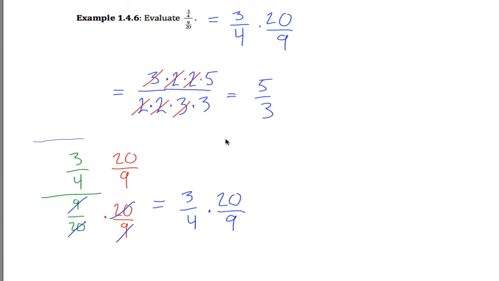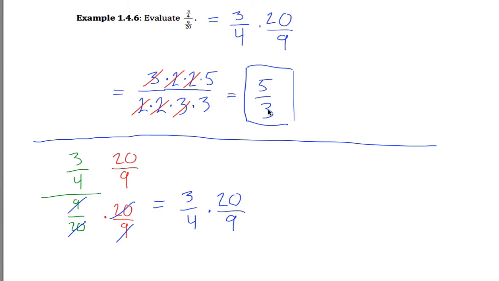Everything below this line is illustrating why this trick works. Going forward, I'm just going to go ahead and remember that dividing fractions is a lot like multiplying fractions, but I multiply by the reciprocal of the denominator, and I won't have to do anything below the line. I will be able to show that my final answer here is 5/3.